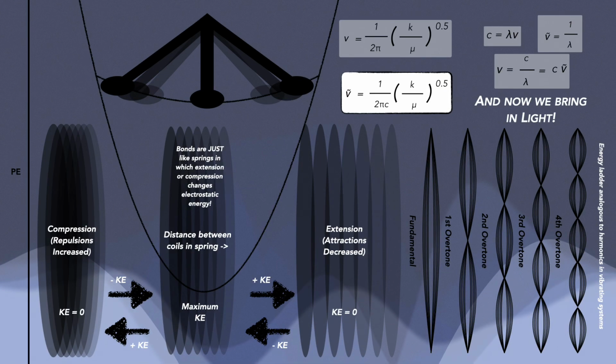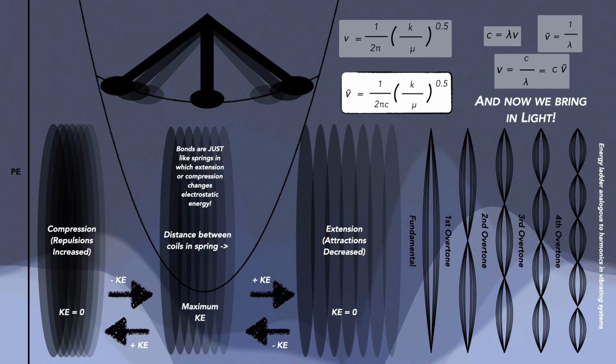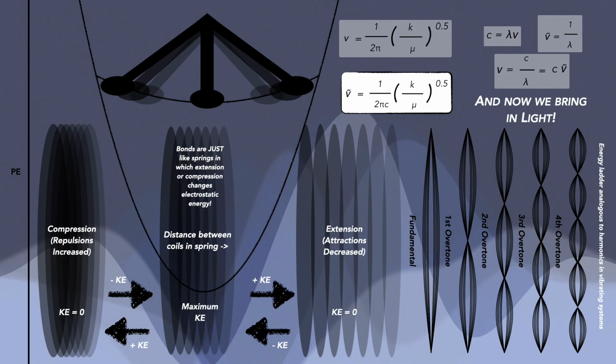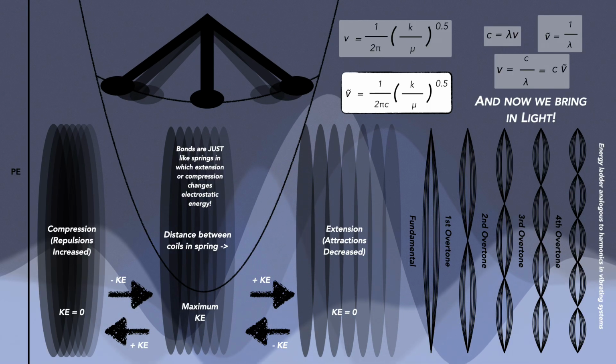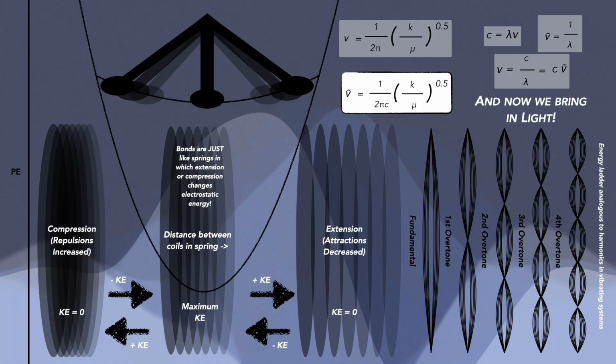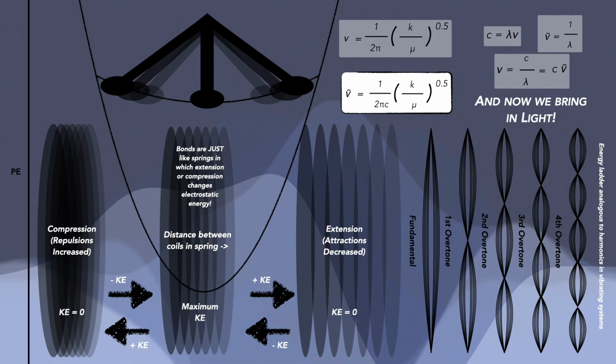And now we bring in light. This is the only time we're modifying this equation to bring in the frequency of light. And infrared radiation can excite these vibrational motions. But there is an important requirement. For a vibration to absorb infrared light, that vibration must change the dipole moment of the molecule.